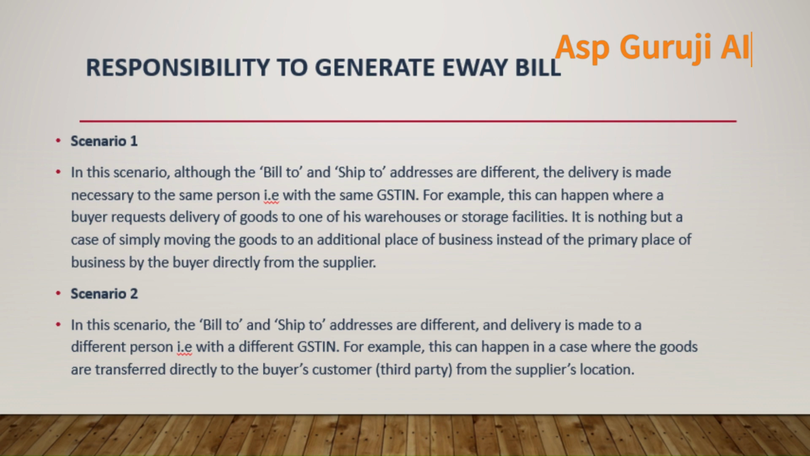Scenario 2. In this scenario, the bill to and ship to addresses are different, and delivery is made to a different person, i.e. with a different GSTIN. For example, this can happen in a case where the goods are transferred directly to the buyer's customer, a third party, from the supplier's location.